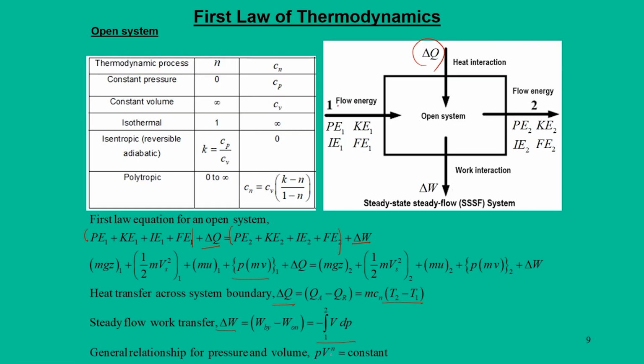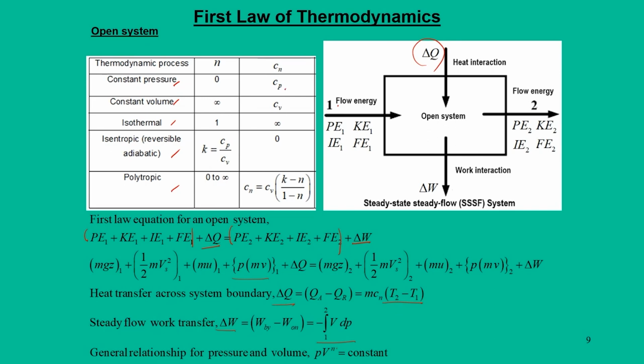Now, to define these things, we have two things here. One is we have to define the path, because both heat and work are path functions. For that reason, a general relationship for pressure and volume we can write as PV to the power n equals constant. And this n is going to vary depending on whether it is a constant pressure, constant volume, isothermal, isentropic or polytropic process. And here we also define another term, Cn, and that Cn stands for a specific heat, and it also depends on what type of process it is.